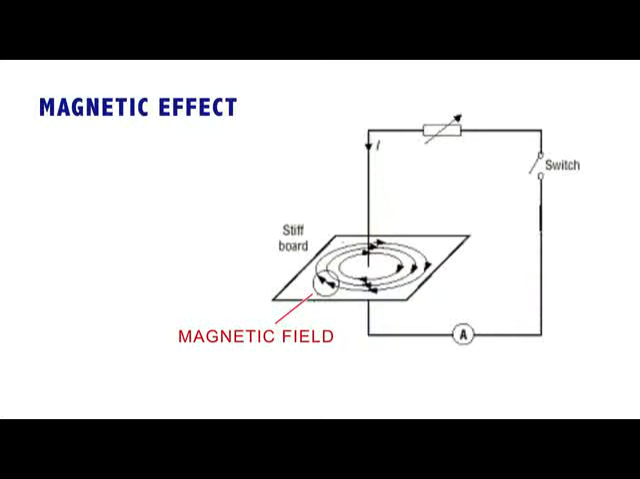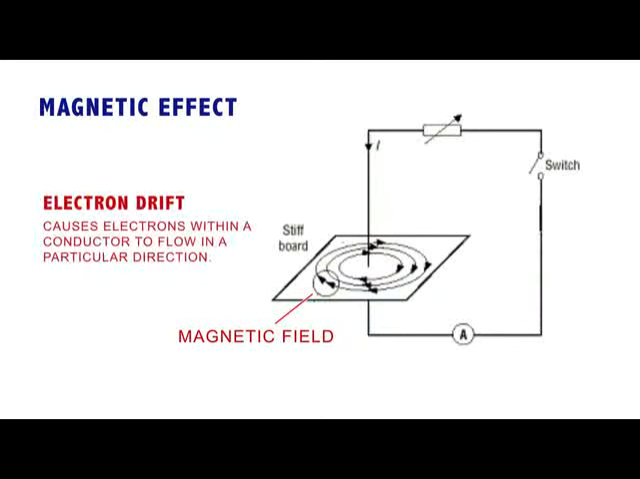And when this phenomenon happens, what you have is what we call electron drift. Electron drift makes electrons within a conductor begin to flow in a particular direction. As you can see in that particular diagram, I have a load. You see a small rectangle with an arrow. That is a load within this particular circuit.